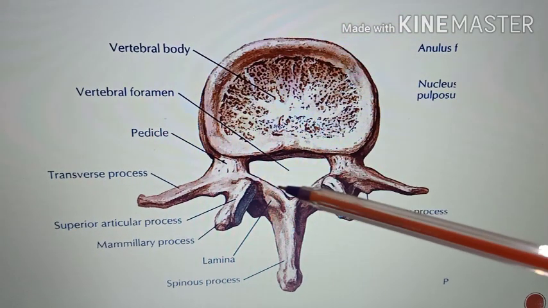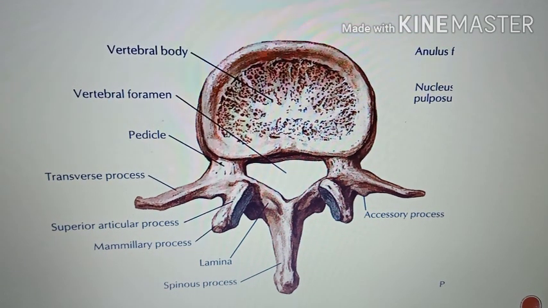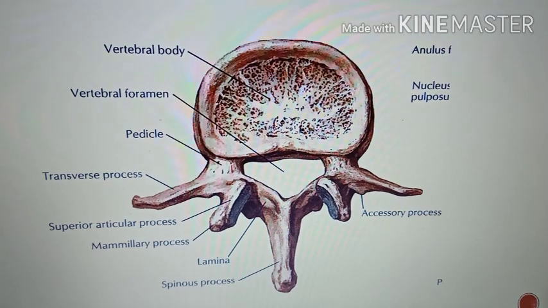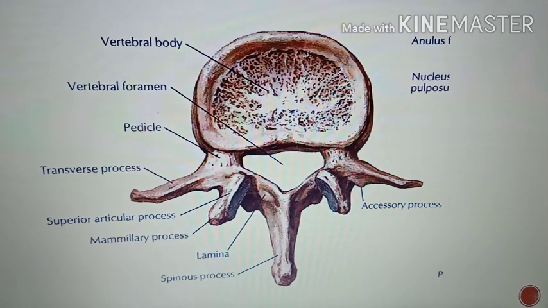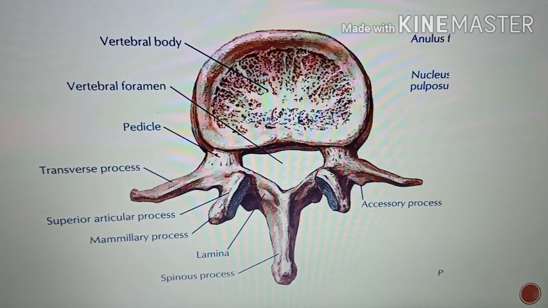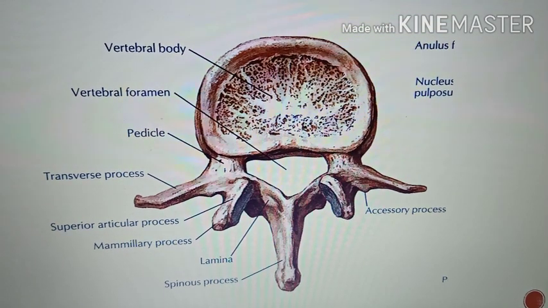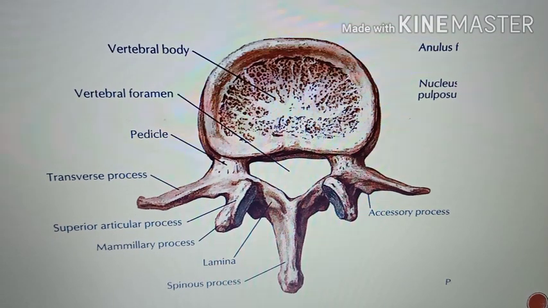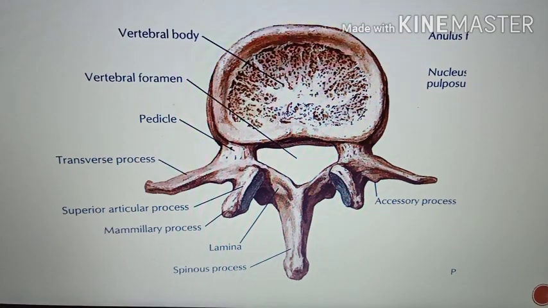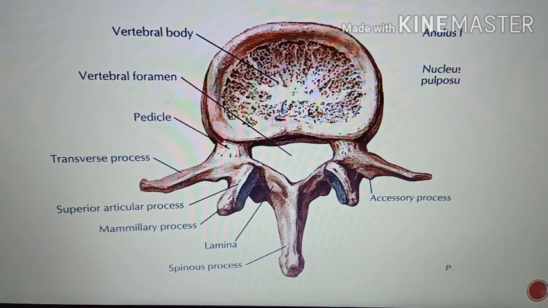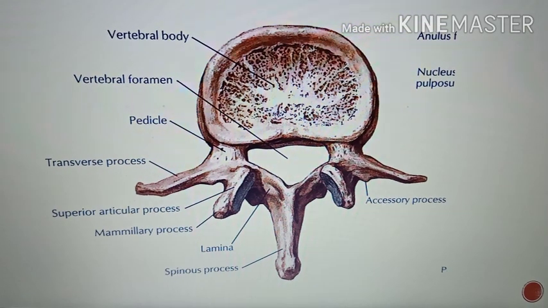Then what is present in this vertebral foramen? The conus medullaris with pia mater occupies the vertebral foramen of first lumbar vertebra. Then the cauda equina, which contains a bunch of nerve roots, is present in the vertebral foramen of the lower four lumbar vertebrae, that is from L2 to L5. The dura mater and arachnoid mater are found in the vertebral foramen of all the lumbar vertebrae.